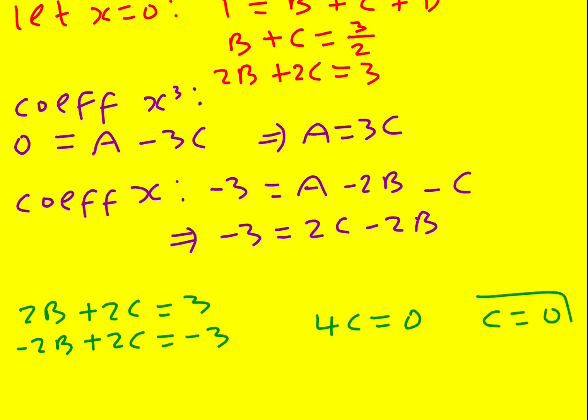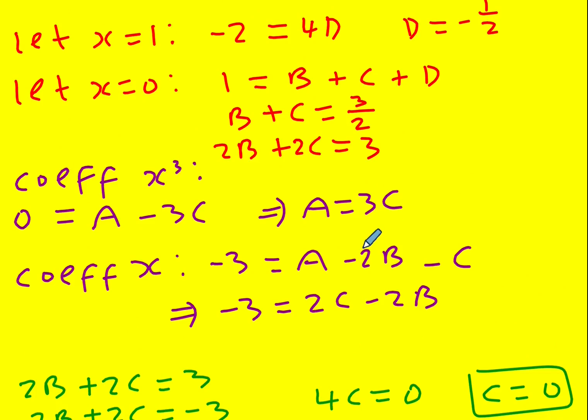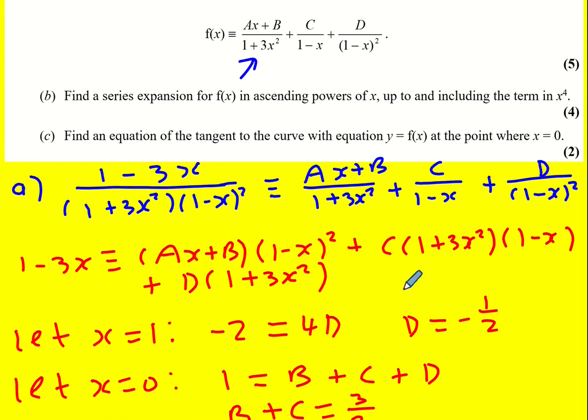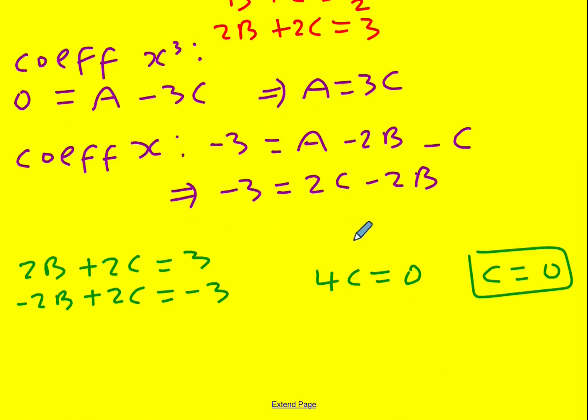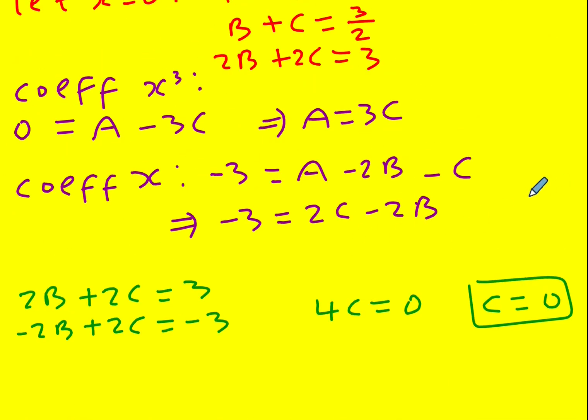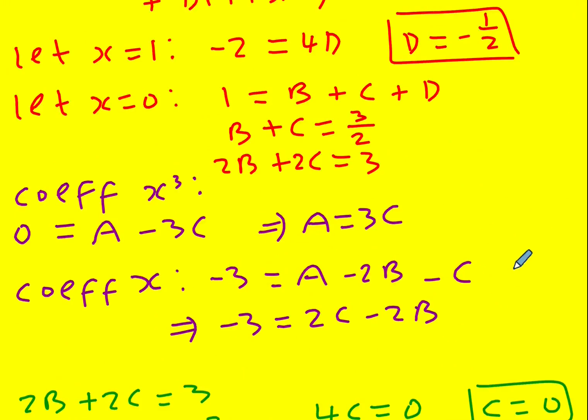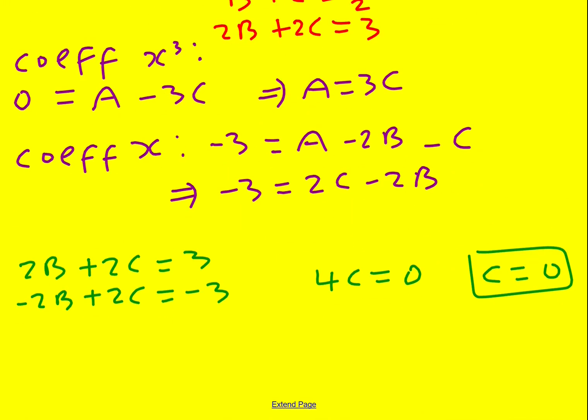I probably should start drawing boxes around these. It just happens in this scenario that there is no term in 1 minus x. We'd normally expect one in general, but there will be cases where it's 0. Okay, if c is 0, then that actually is nice because it means a is 0 as well. Because a is 3c.